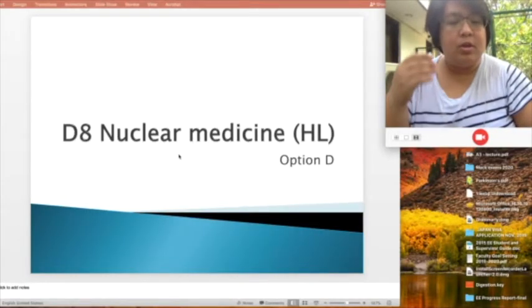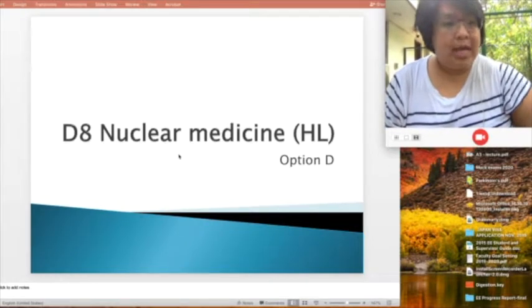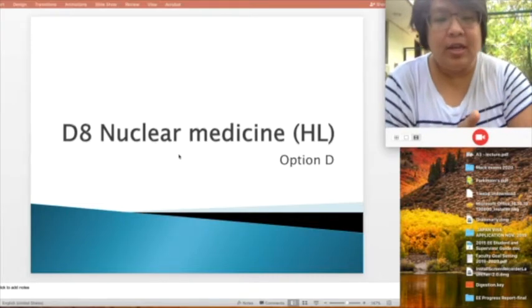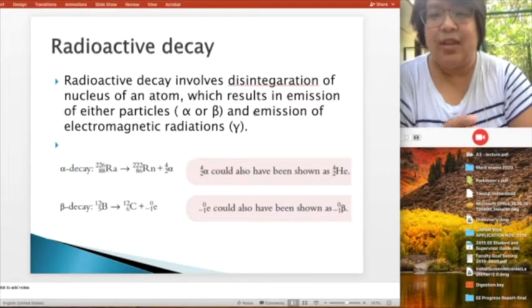So today I'm going to be talking about nuclear medicine. How do we utilize radioactive isotopes in medicine? Let's start with the concept of radioactive decay.